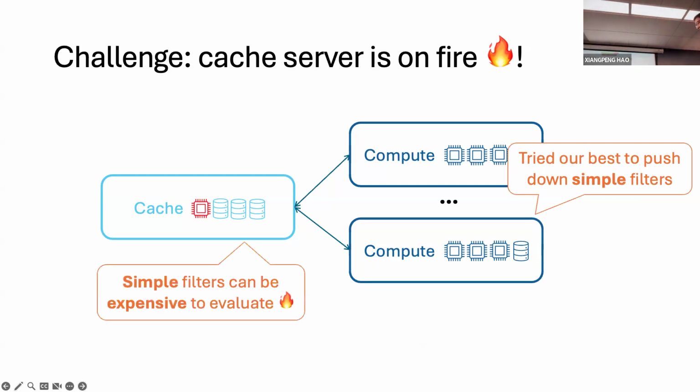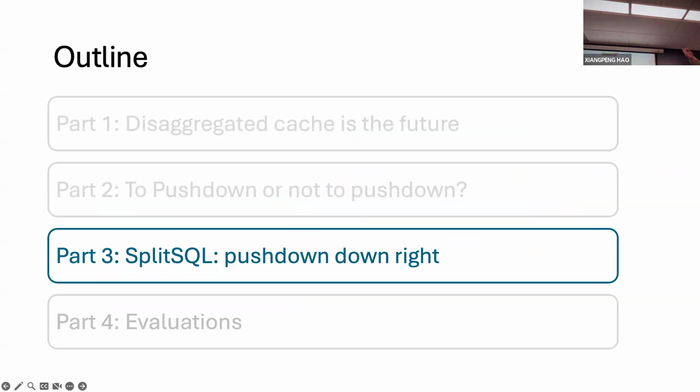But the problem is the caching server receives a lot of predicates, and those are already simple and profitable. But the caching server is still being overwhelmed because it found that even simple filters can be very expensive to evaluate. And why is that? That goes to the third part of our talk, which will discuss why that happens and how we fix it.